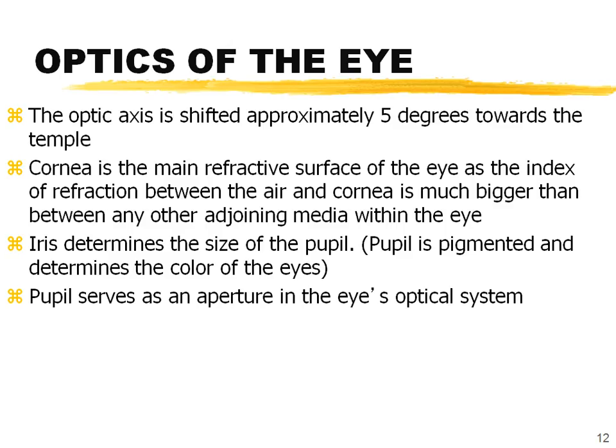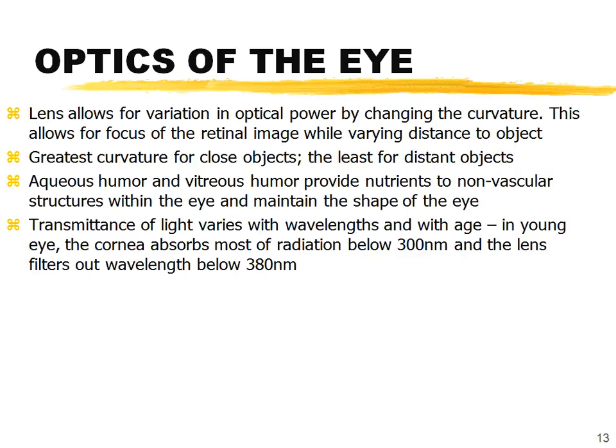The iris, of course, is there so that if there is too much light, it will contract and minimize how much of it is sent through the lens. Of course, if there's very little light, it will open up wide, it will dilate. So it serves as an aperture for your optic system.